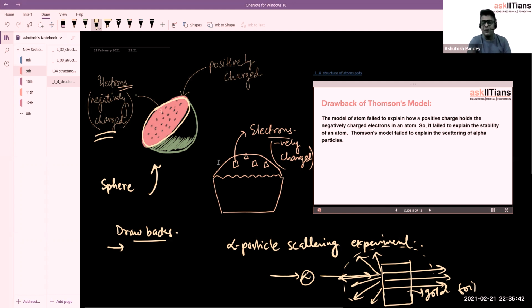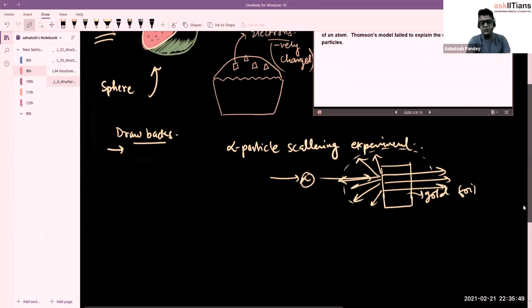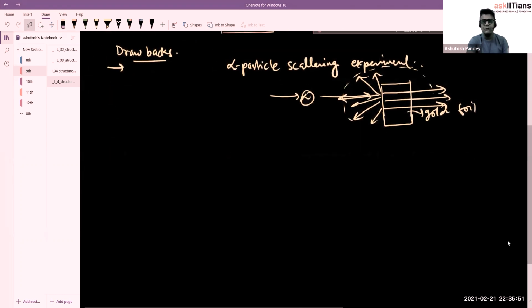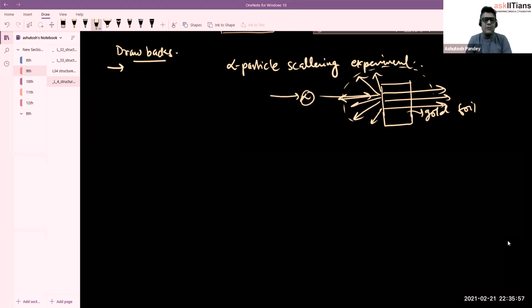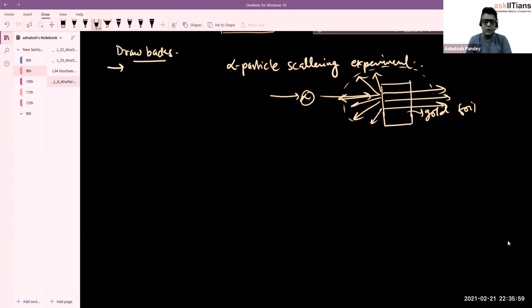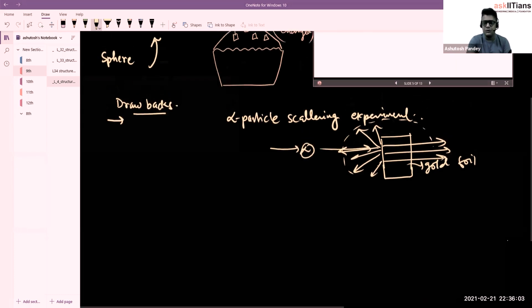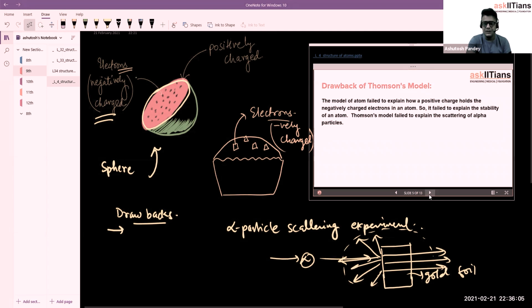Thomson's model was unable to explain why this is happening. Why do most of the alpha particles get passed through the gold foil, and why do some of the alpha particles experience some deflection? So these are the drawbacks of Thomson's model. Now coming to the next, Rutherford's model. So let's see Rutherford's model first.